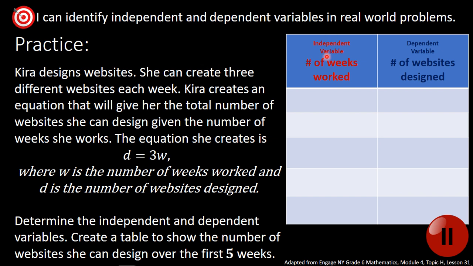The first thing I want to do is make sure we put the independent and dependent variable. The independent variable here is the number of weeks worked, and the dependent variable is the number of websites designed. The number of websites designed depends on how many weeks she works.